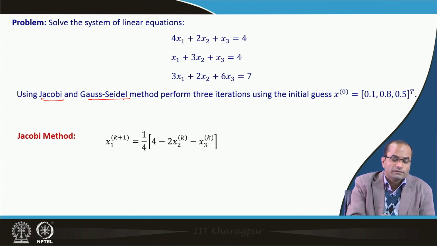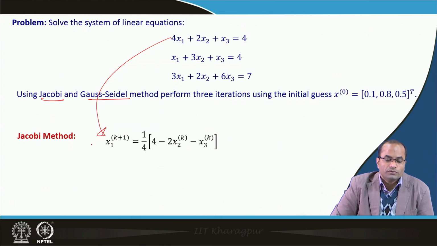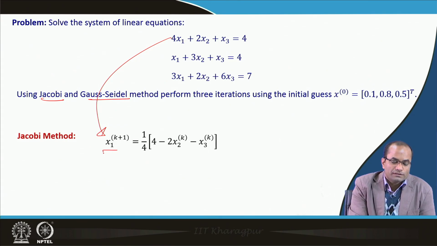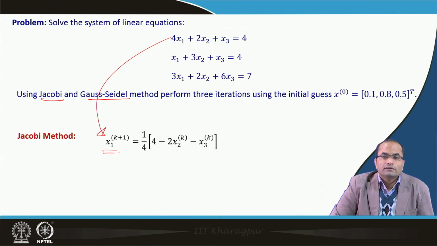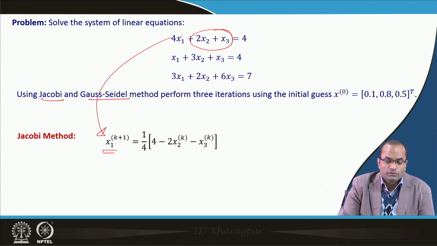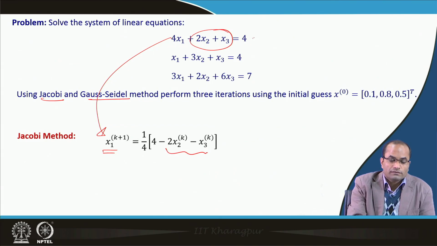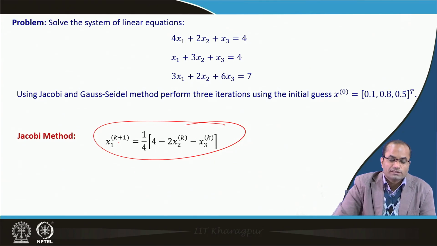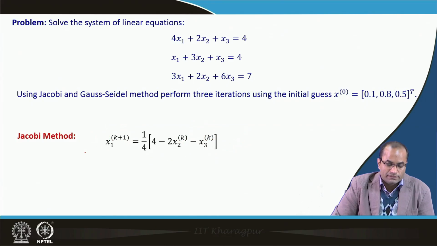So, the Jacobi method, as we discussed before, from the first equation we will set up the iteration for x1, taking this 2 x2 plus this x3 to the right hand side, and this 4 was already there, and then we need to divide by 4. So, we have this iteration for x1, putting this k there and k plus 1 on the left hand side.